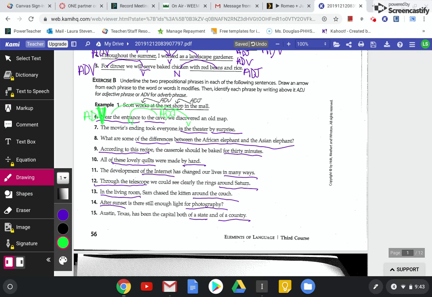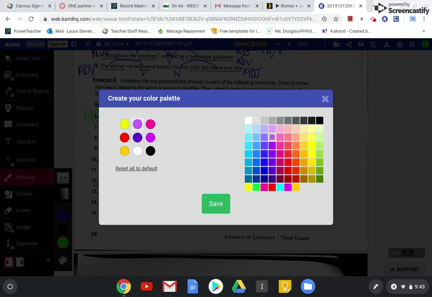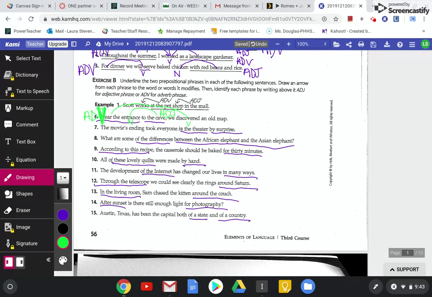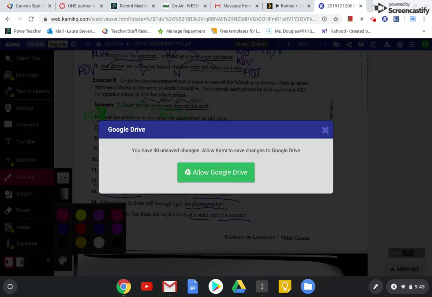Okay. I don't really like this color. I'm gonna actually change it because I feel like it's too hard to see. In the theater. What is in the theater? Everyone's in the theater. Oh, that didn't work. Everyone is a pronoun, so this one's an adjective phrase.